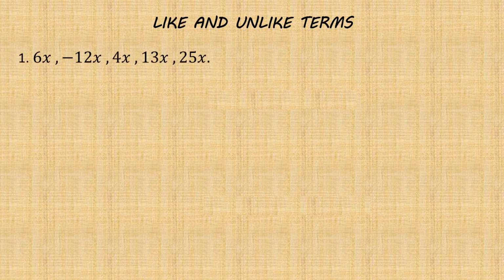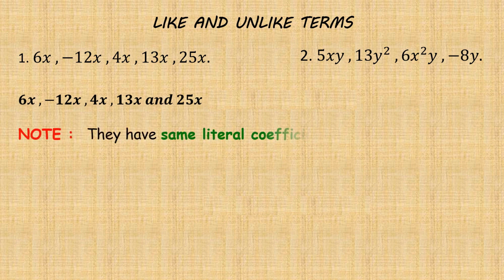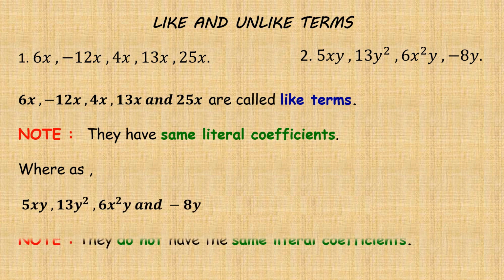Now look at these two sets of expressions. In the first set of expressions, all are having the same literal coefficients. So they are called like terms. But in the second set of expressions, they do not have the same literal coefficients. So they are called unlike terms.